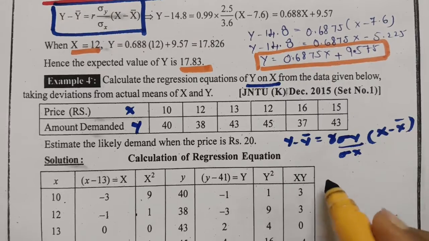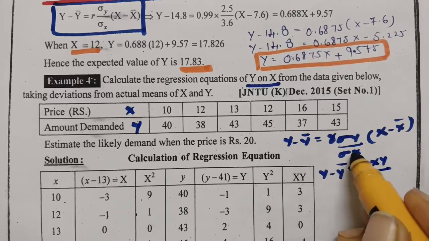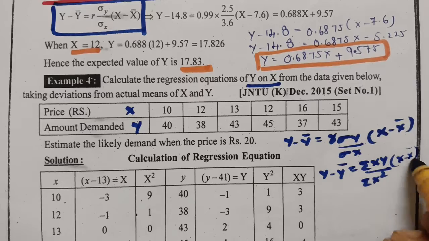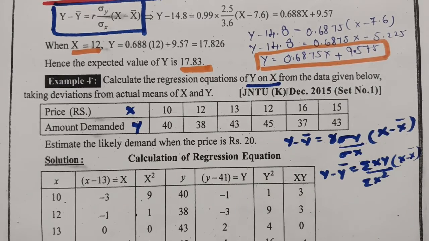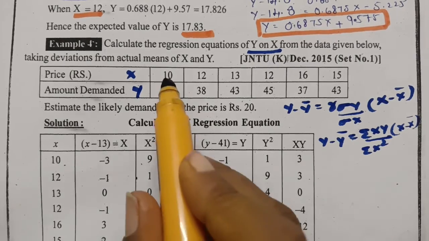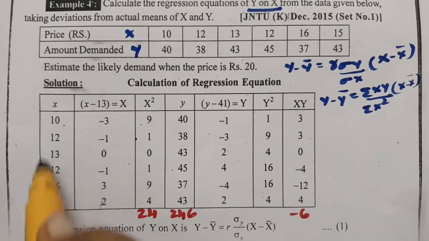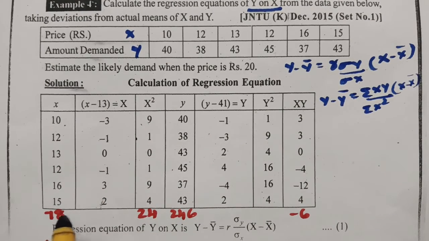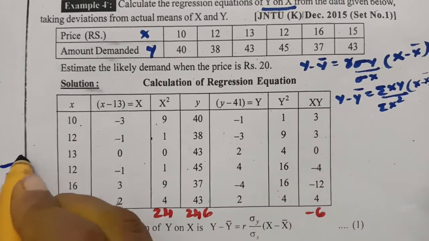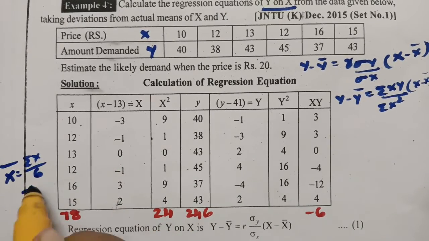Is it not clear? Or else this can be written as Y minus Y bar is equal to sigma XY, making a product out of this. In the denominator there is X, so we have to make sigma X square, into X minus X bar here. So first of all we have to write the X series as 10, 12, 13, 12, 16 and 15. These are all the series. And the next one is, we have to make an addition out of this. So the addition here is 78. So what will be the X bar? X bar is equal to sigma X by N, which is 1, 2, 3, 4, 5, 6. That is 78 by 6.